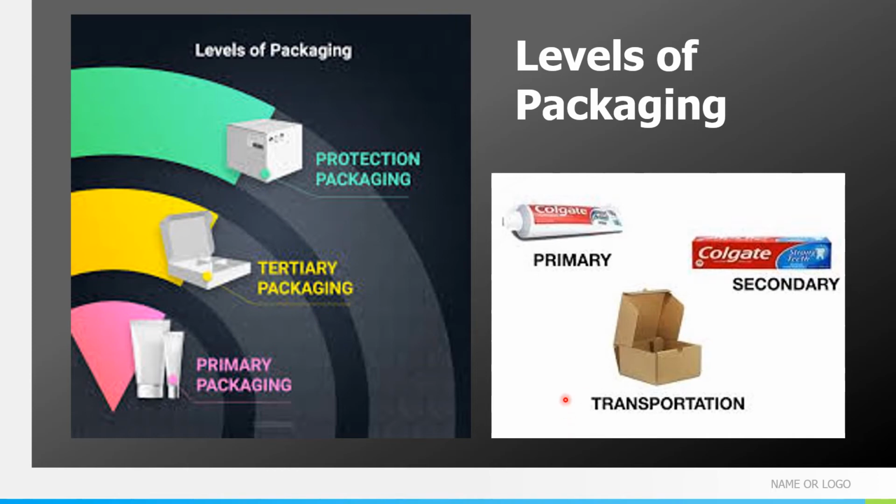Third being the transportation or protection packaging. It refers to the packaging which is used to protect the goods when they are in the process of storage or transportation. For example, these corrugated boxes, these carton boxes, which are used to transport products like Uncle Chips, Lays, Kurkure, etc.